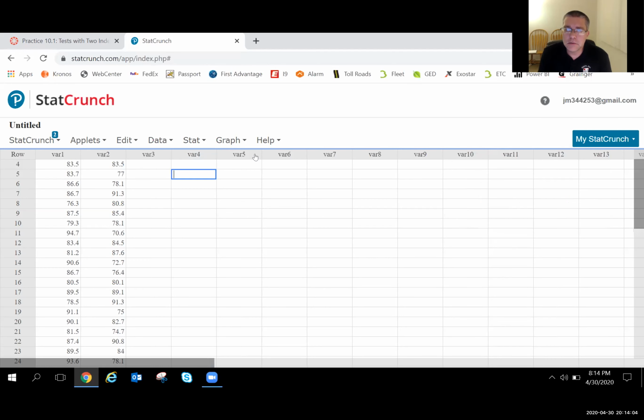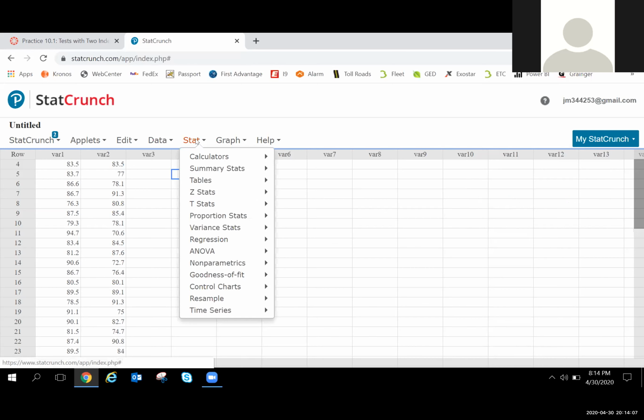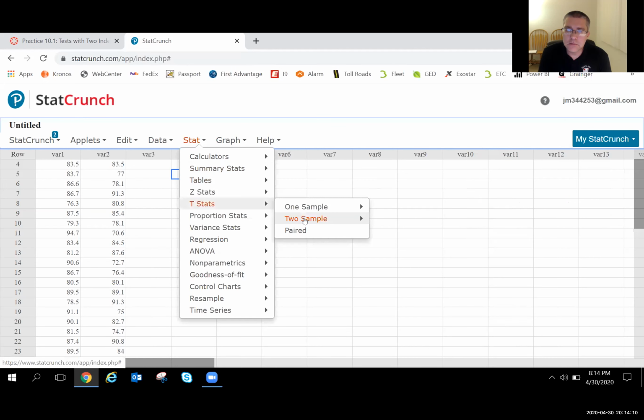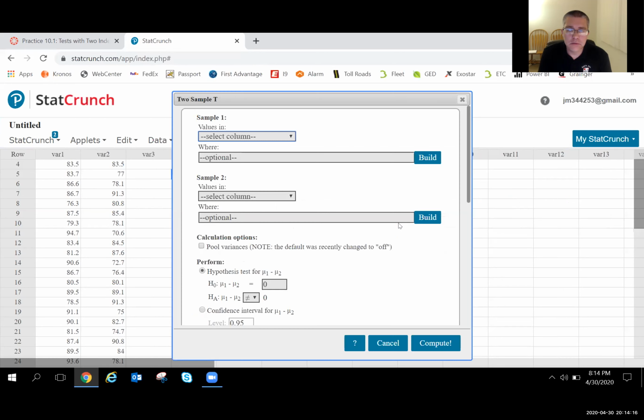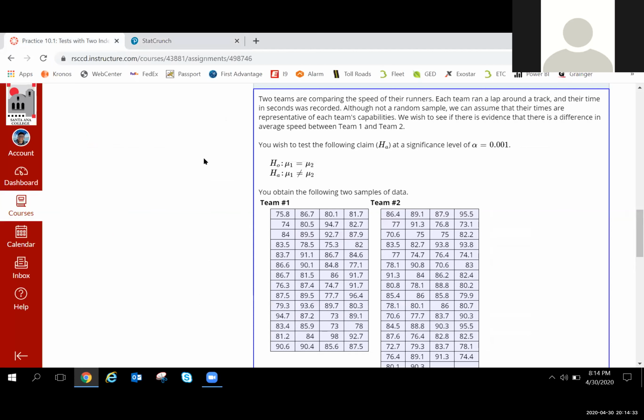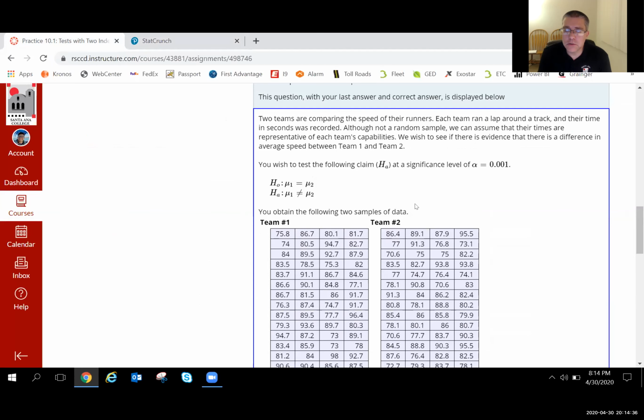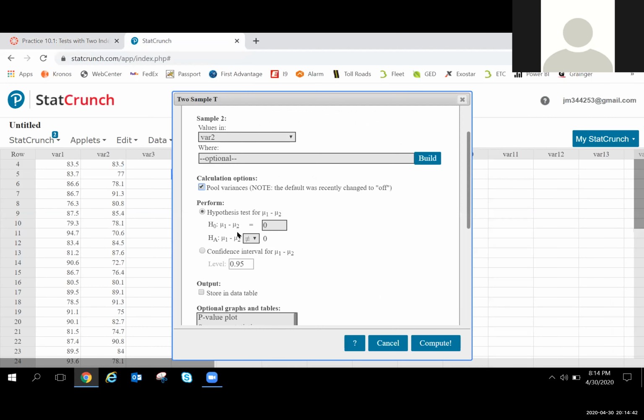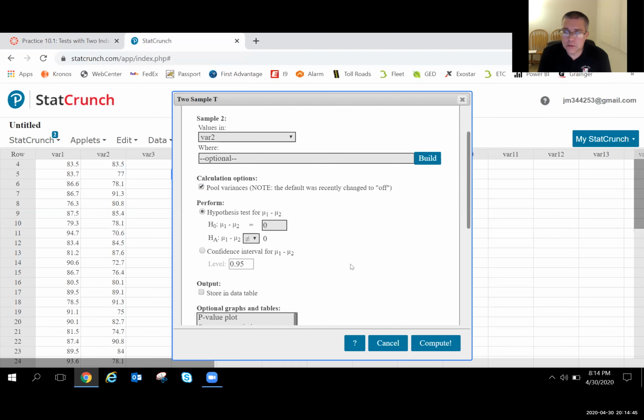So you go to stat and then go to T stats and go to two sample with data. There you go. And it says sample 1 is var 1. Sample 2 is var 2. Okay. And then we want to do hypothesis test. What do we want to do? Hypothesis test? Yeah. Mu1 is equal to mu2 and mu1 is not equal. So we just want a not equals. Not equal. Yep. That's correct. And then hit compute.